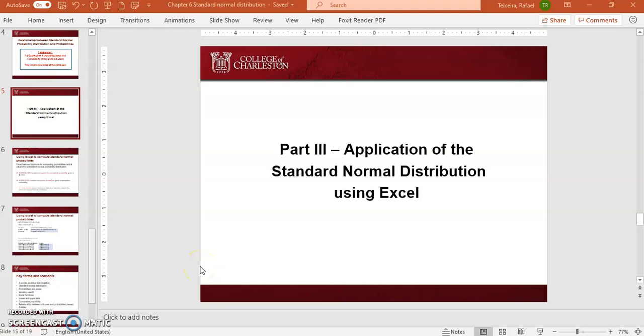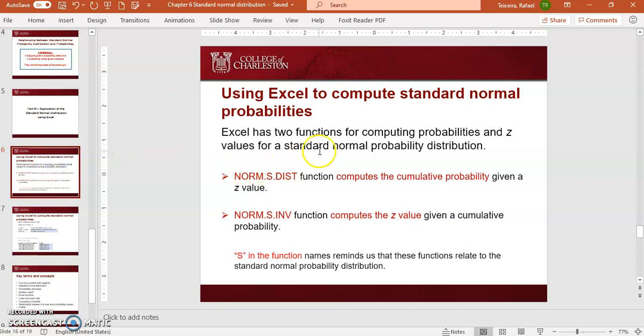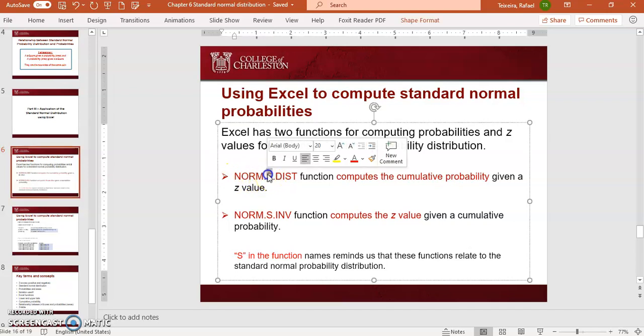Hi, in this video I'm going to show you how to use Excel to solve problems involving z-scores and the standard normal distribution. Excel has two functions for computing probabilities based on z-scores, z-values, and the standard normal probability distribution. First one is NORM.S.DIST, from standard normal distribution. It computes the cumulative probability given a z-score.